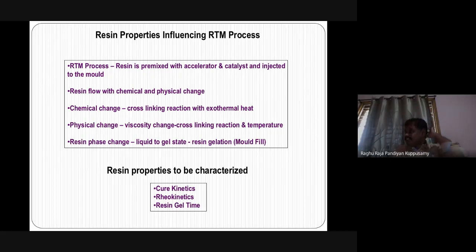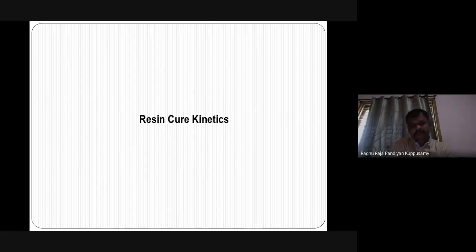Resin gelation is very, very important, because the mold filling cannot be done after the resin gelation. So in industrial practice, we have to complete the mold filling within 40% of the resin gelation time. Then only you will have complete flexibility in the mold filling process. So next one is resin cure kinetics.